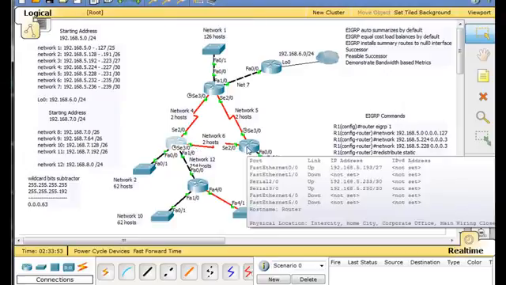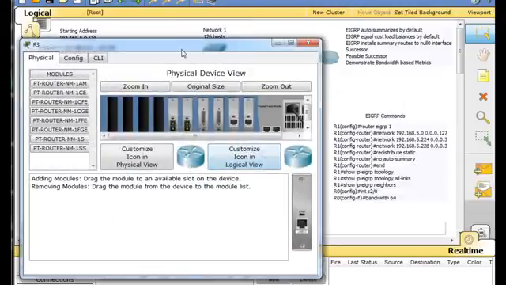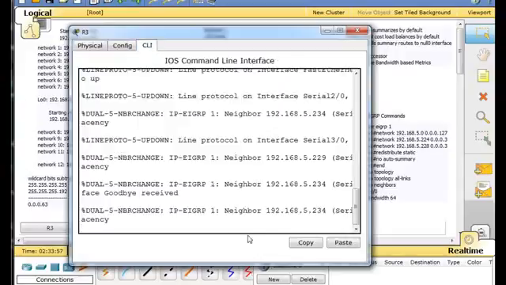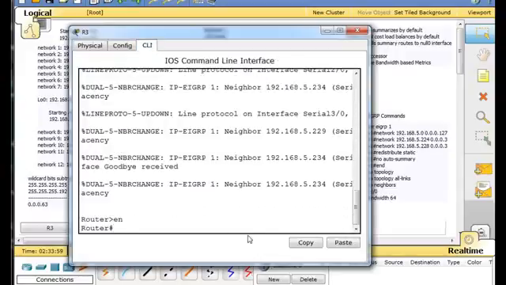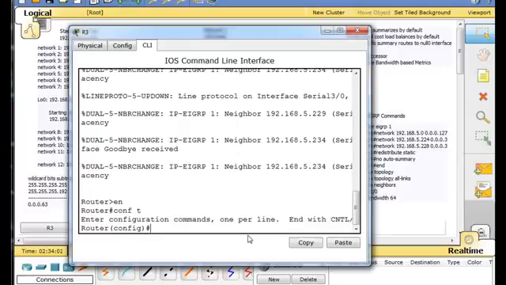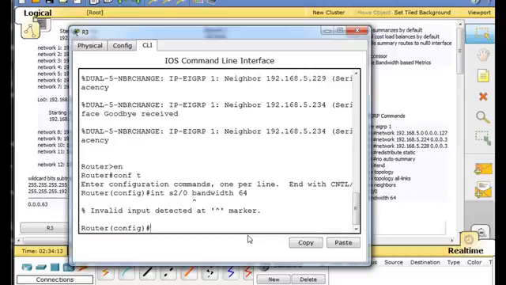Let's do the same thing on this router. So on this router, same thing. What we'll do is we'll do enable, go to global config mode, interface. This interface is serial 2/0, and change the bandwidth to 64. Okay.